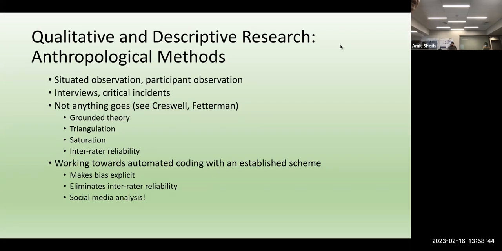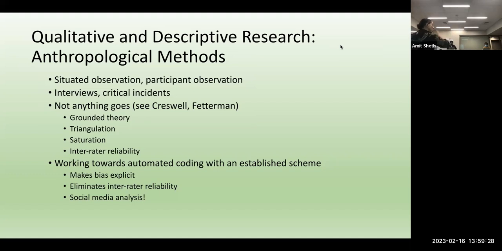In my lab, lots of us are working towards automated coding with some kind of framework for doing that coding. You might call this feature engineering. I like to use automated coding when I can, not because it eliminates bias, it doesn't, but it does make the biases explicit. If you can automate it, the biases are built into your process and they are therefore inspectable. We don't have to do inter-rater reliability. And this is the way I think about our social media analysis work. It is automated coding.